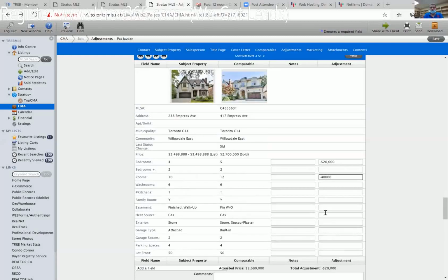Which of them is more premium, work out or work up? Work out is more premium comparing to work up. At least 50,000, minus 50,000. Gas, stone, stucco plaster, at least 50,000 more. This is 50,000 positive. Attached and built-in mean the same, attached.